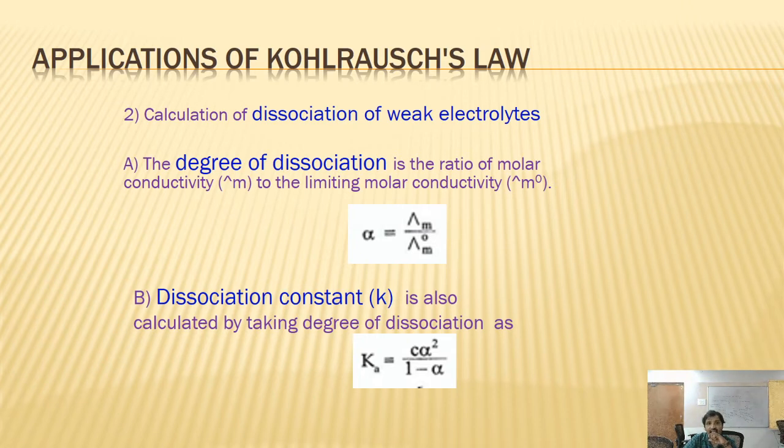Degree of dissociation is represented as alpha, and it can be given as lambda m divided by lambda naught m. The other application is to calculate the dissociation constant K, and it is also calculated from the degree of dissociation by using this formula.